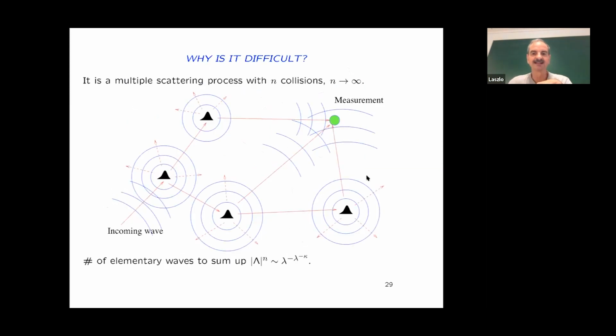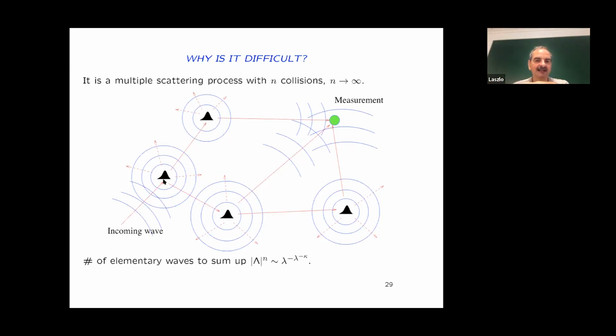So let me just indicate why the problem is really difficult, or I guess you have some feeling about the situation from other studies when you look at a multi-scattering wave process. So here is again a very schematic picture. You have many bumps in your configuration space. You have an incoming wave, just indicated by the level sets of the wave. Now the incoming wave undergoes a collision. Then it generates basically spherical waves in every direction.